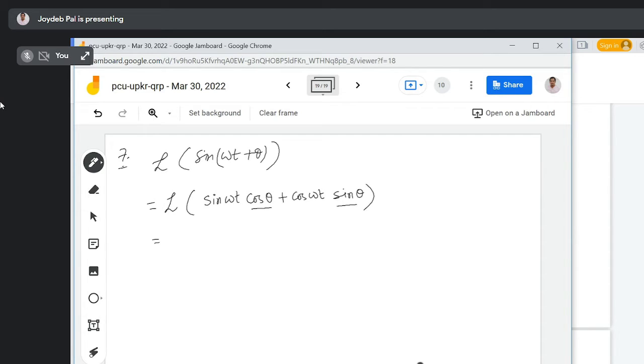Now what can I write? Can I write cos theta outside the Laplace transform? मतलब ये cos theta बाहर आ जाएगा ना Laplace transform से, क्योंकि ये constant है. L of sin omega t plus sin theta L of cos omega t. Do you get it? Yes, sir.